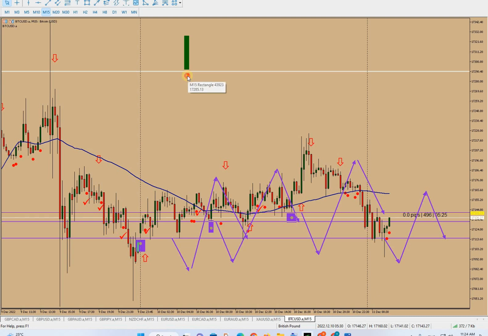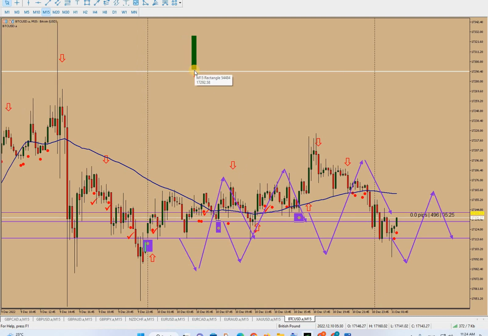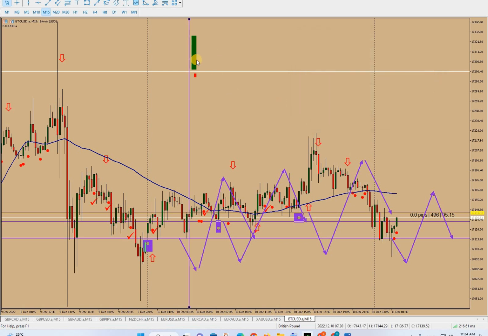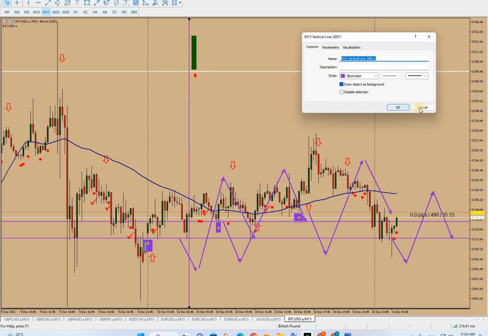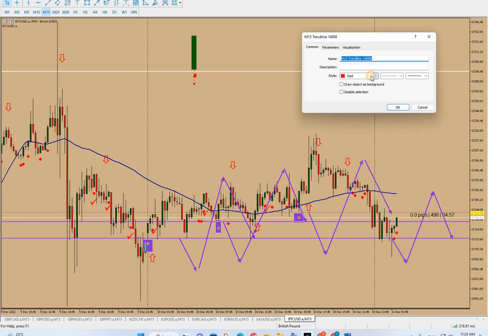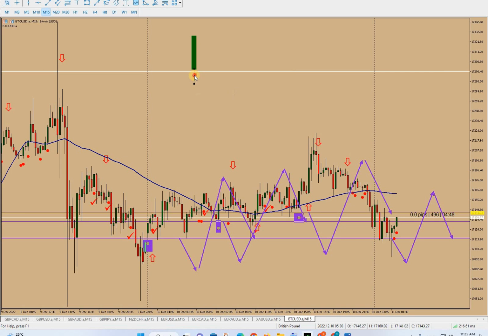So the idea is this: if this candlestick has a shadow, let me see if I can make a shadow for you. Oh, this is going to be too much. Cancel. Okay, this is better. I change the color to black, make it a straight line, looks like a shadow for you guys.